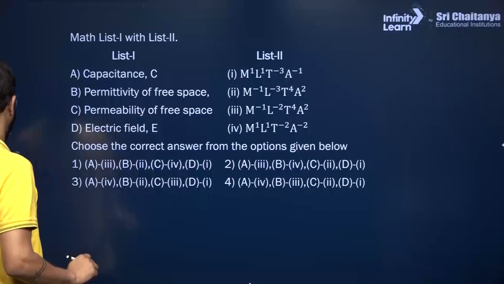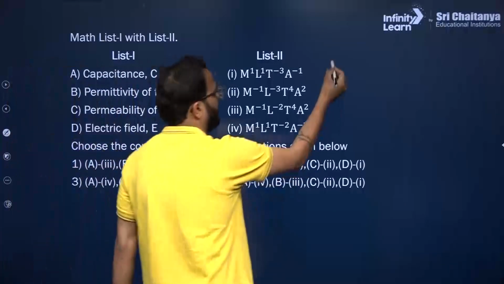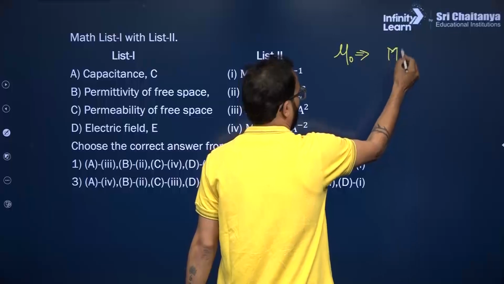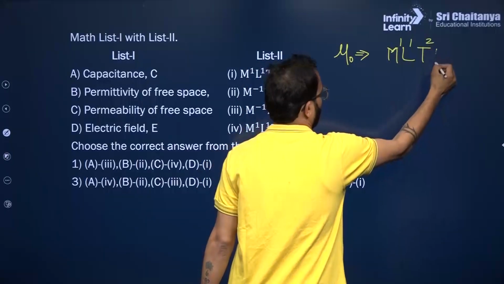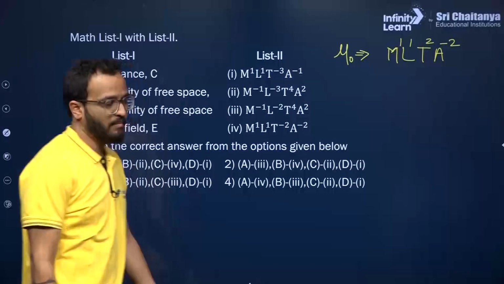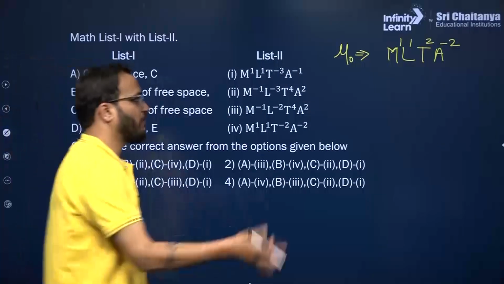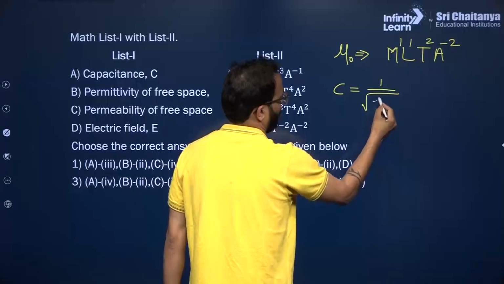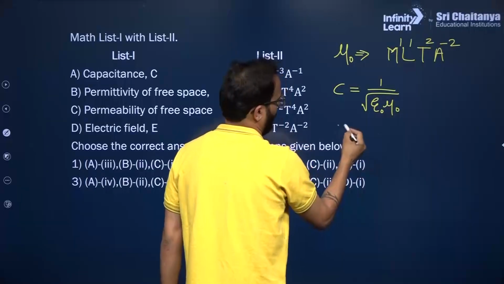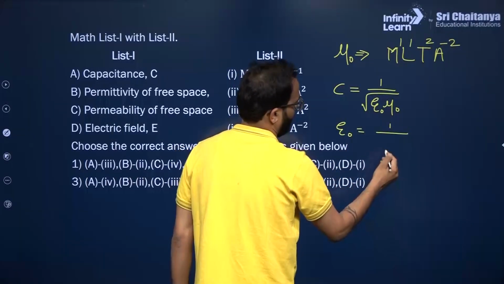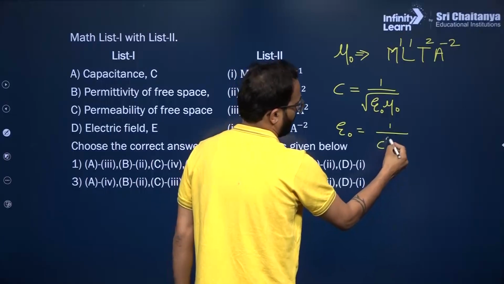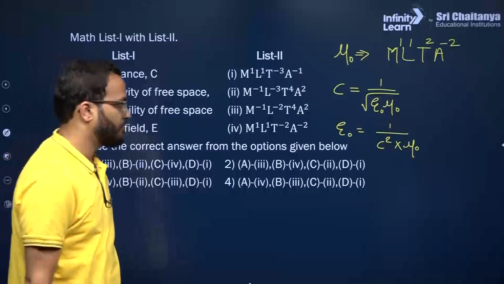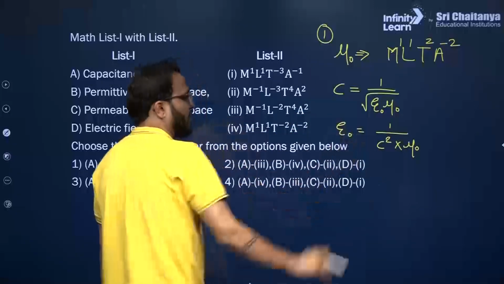For example, what I suggest is you remember the dimensional formula of mu naught, which is M1 L1 T-2 A-2. Just remember this thing, M1 L1 T-2 A-2. Now from here, what is epsilon naught? You can say, sir, C is 1 by root over epsilon naught mu naught. So what is epsilon naught? It is 1 by C square into mu naught. C is speed. So from here you can get the value of epsilon naught. If you remember this, then things become quite easy.